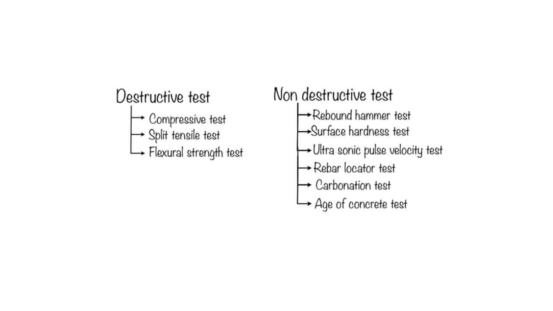Some of the limitations of non-destructive testing: we can't destroy the specimen to determine it, so we don't know the exact internal structure availability. So these are some of the disadvantages of non-destructive testing. So these are the two tests done for hardened concrete to find their properties and their strength values.